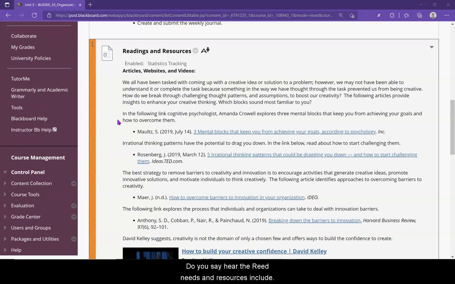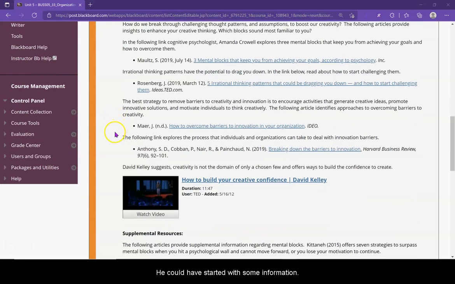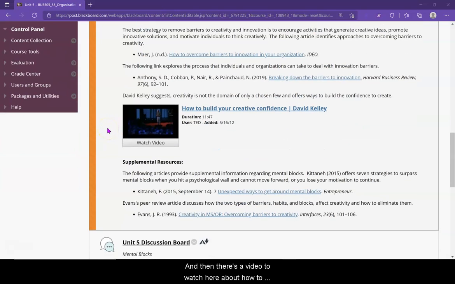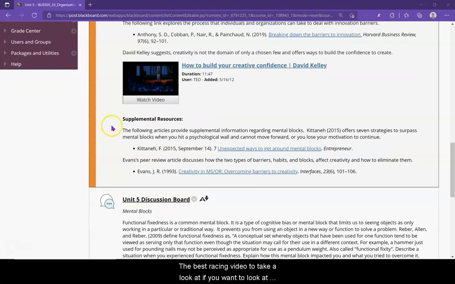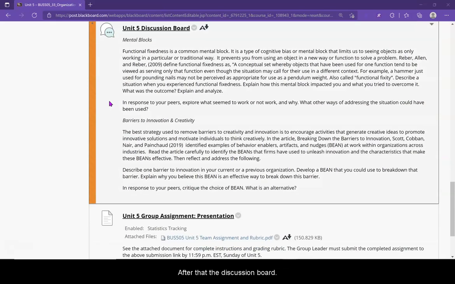As you see here, the readings and resources include, I think, 4 articles to get us started with some information. And then there's a video to watch here about how to build your creative confidence. That's an interesting video to take a look at. If you want to look at some supplemental resources, there are 2 additional articles for you to take a look at. After that, the discussion board divides it into 2 areas. First is the mental blocks focus, and then the barriers to innovation and creativity.